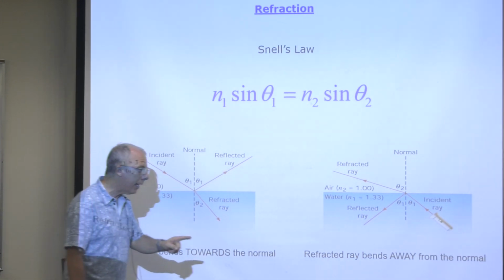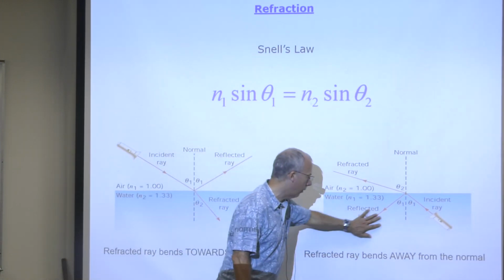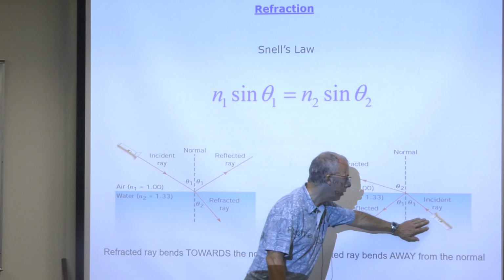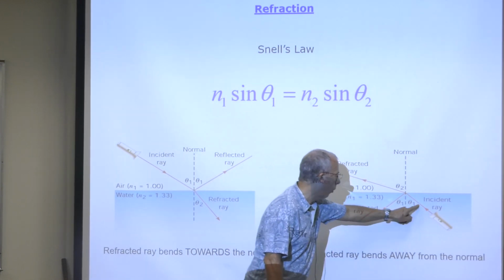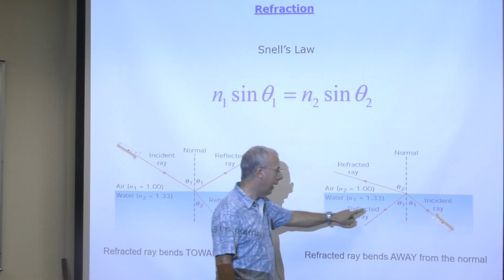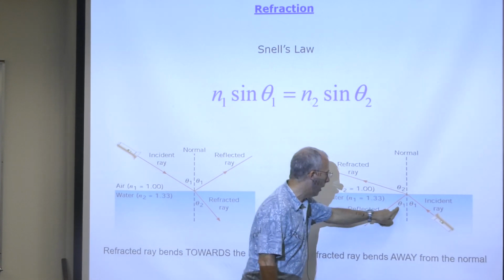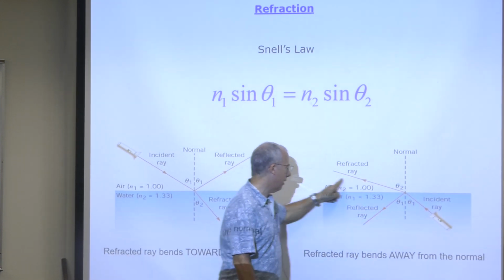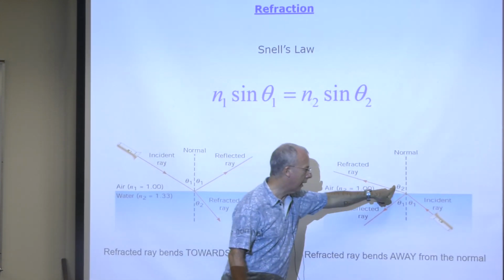On the other hand, look at this one. Again, I don't care about reflected. Here's the incident, so now we're calling the water n1, and we're calling these angles theta 1. But the outgoing is the air, which is now n2 with theta 2.